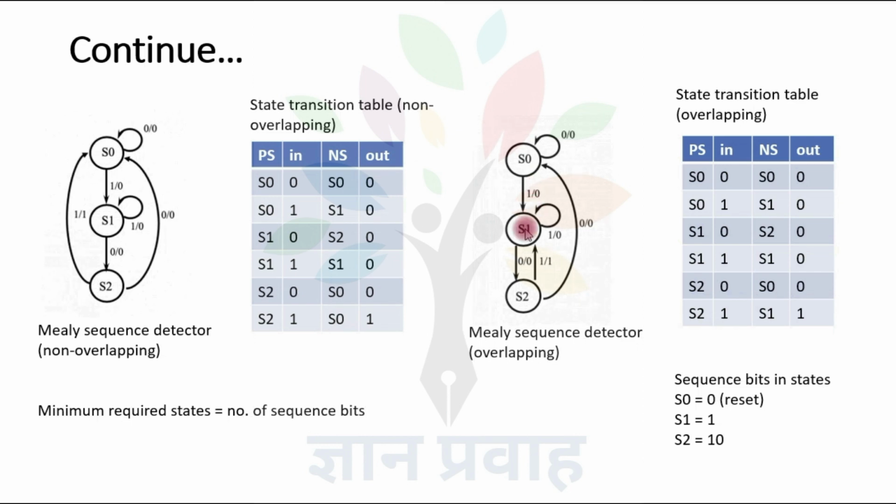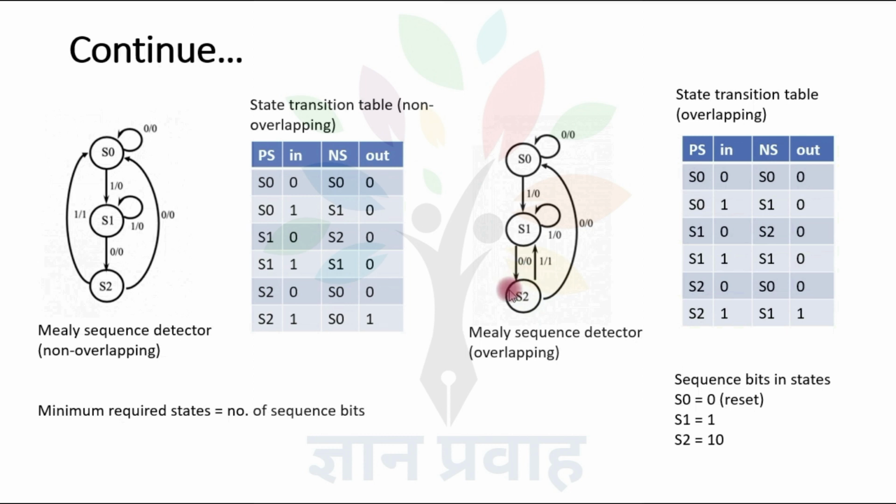Present state is S1, input is 0, next state is S2, and output is 0. When present state is S1, input is 1, next state is S1 and output is 0.